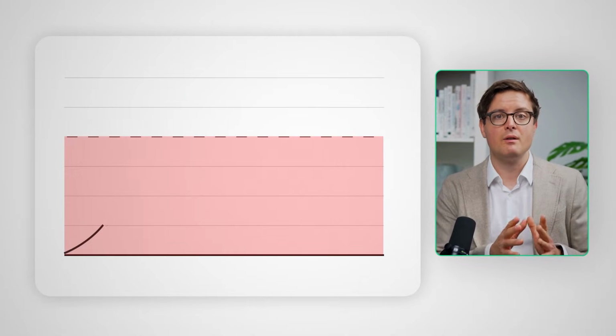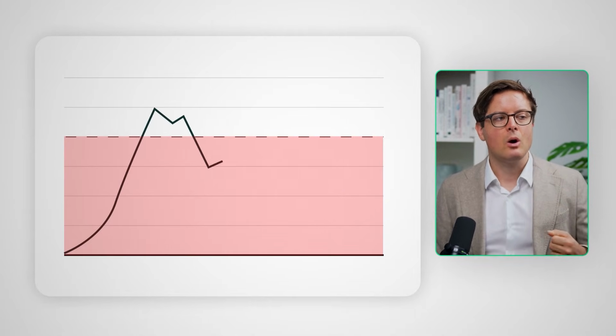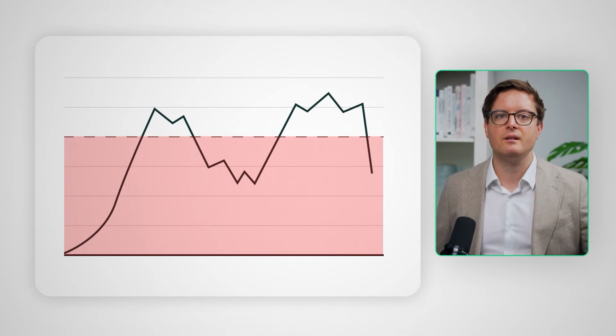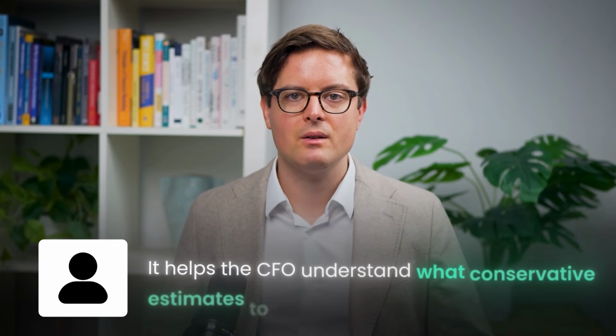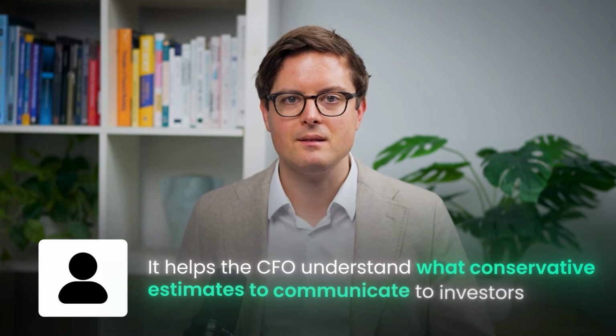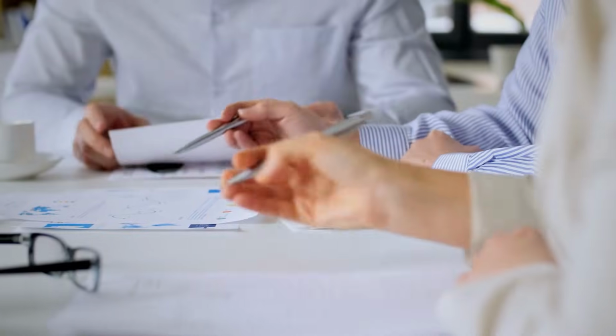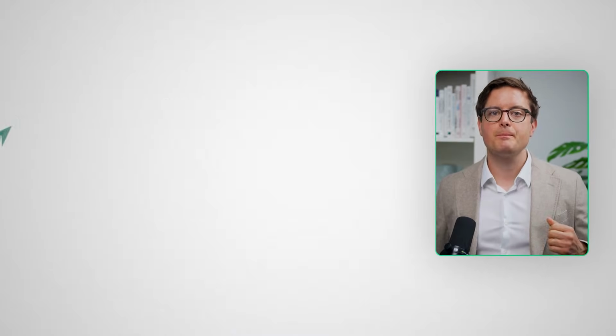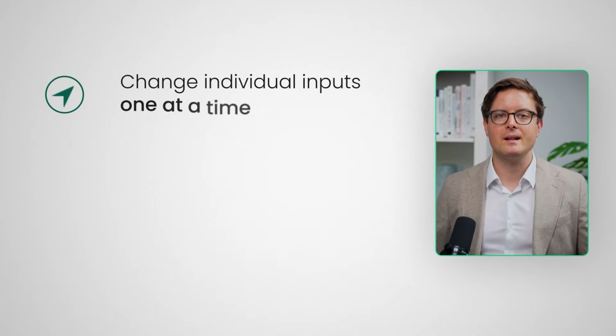If that causes profit to fall below target, or if it turns the net present value of your project from positive to negative, then you're in trouble because there isn't enough margin for error. So why does this matter so much? Well, it helps your CFO understand what conservative estimates to communicate to investors. It enables better contingency planning, and it builds credibility because you're not just giving a single number, you're showing you understand the risks. To do this effectively, first, change individual inputs one at a time.